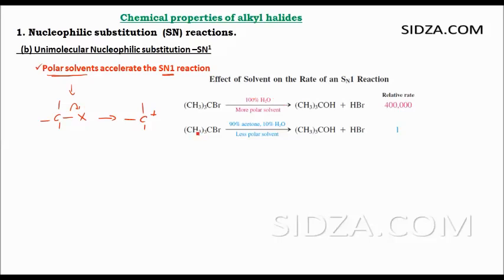That's why if you have this tertiary alkyl halide in a 100% polar solvent, with water, the reaction is quite a bit faster than with 90% acetone and only 10% water. In this reaction mixture, it is a little bit less polar solvent. So in the polar solvent, the SN1 reaction is accelerated.